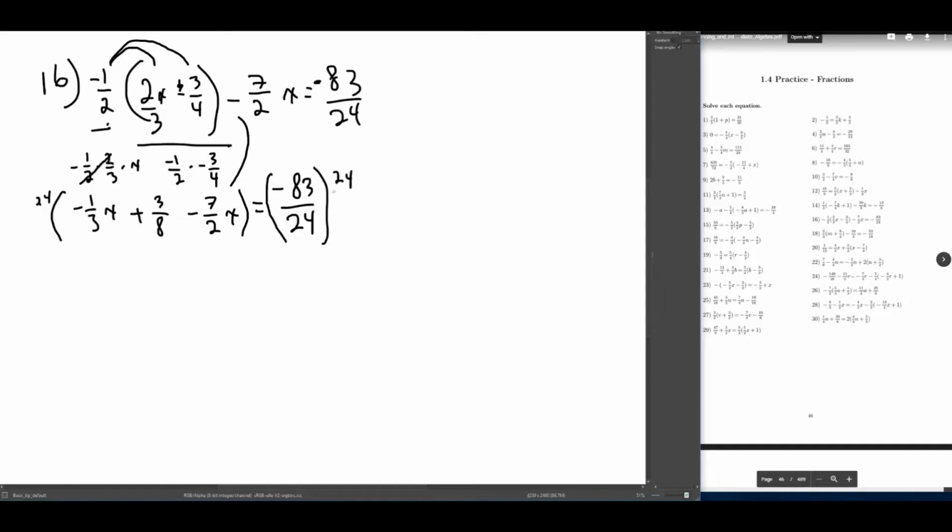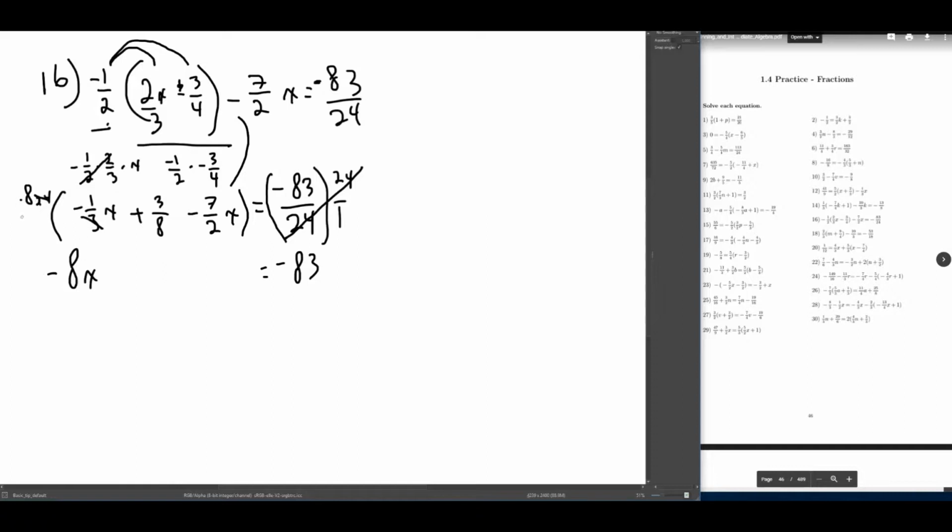Let's start with this side. Well, when you multiply by 24, you're really multiplying by 24 over 1. You can cross divide. Boom. You're getting rid of this. And you're left with minus 83. Here, with this 24 times minus 1/3, you can cross divide and do like this, and that becomes an 8. 8 times minus 1x, or just minus x, becomes minus 8x, because a positive multiplied by negative equals a negative.